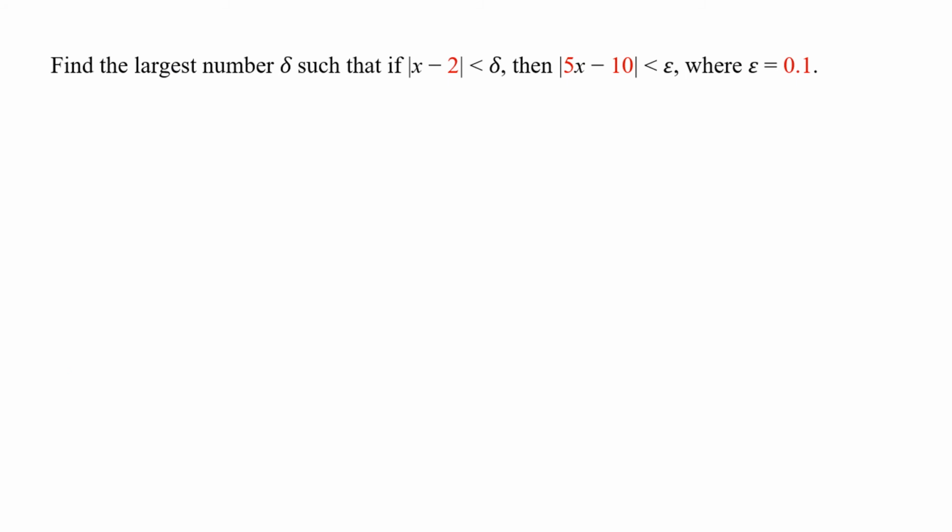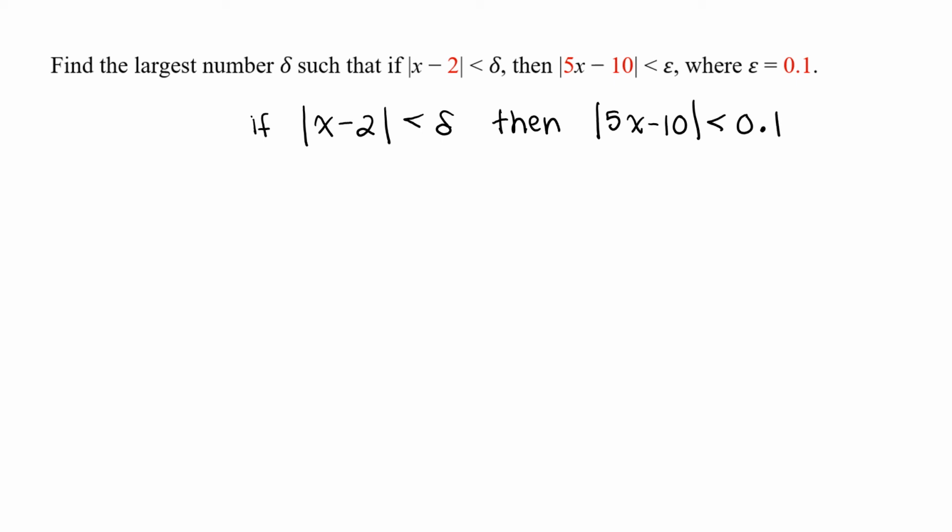Now this is actually not an infinite limit, but we want to find the largest number delta such that if the absolute value of x minus 2 is less than delta, then the absolute value of 5x minus 10 is less than epsilon, where epsilon is equal to 0.1. So we're trying to show if this is true, then this is true, specifically for that epsilon equals 0.1, so I'll rewrite that real quick. So if the absolute value of x minus 2 is less than delta, then the absolute value of 5x minus 10 is less than epsilon, where epsilon is equal to 0.1.